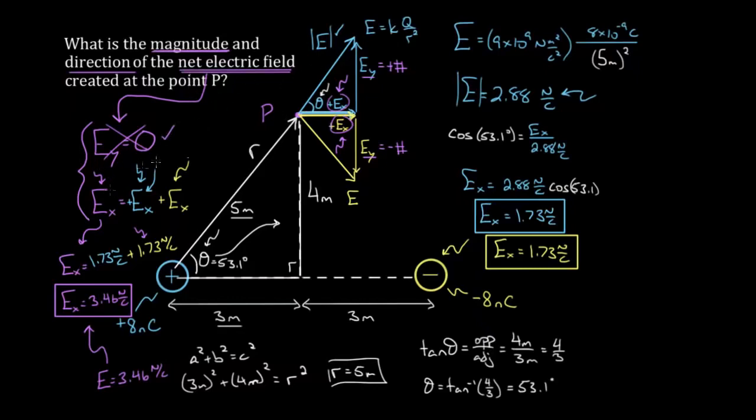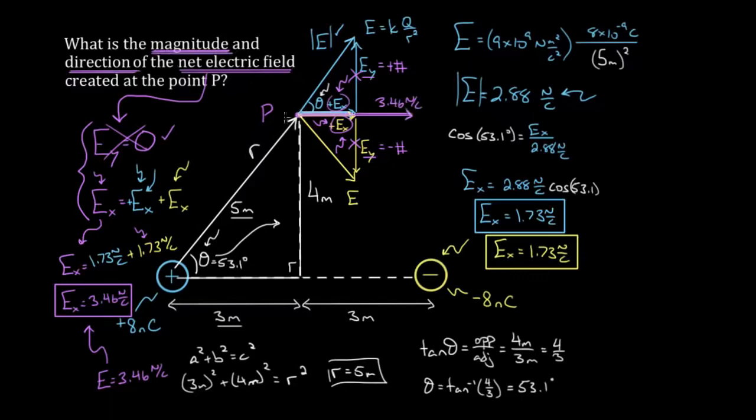But since there was only a horizontal component and these vertical components canceled, the total electric field is just going to point to the right, and it will be equal to 2 times one of these horizontal components, which when you add them up gives you 3.46 newtons per coulomb. That's the magnitude of the net electric field, and the direction would be straight to the right.